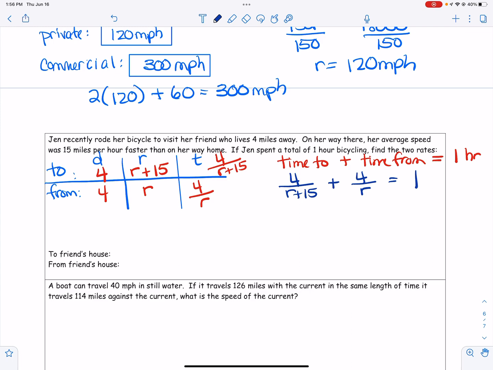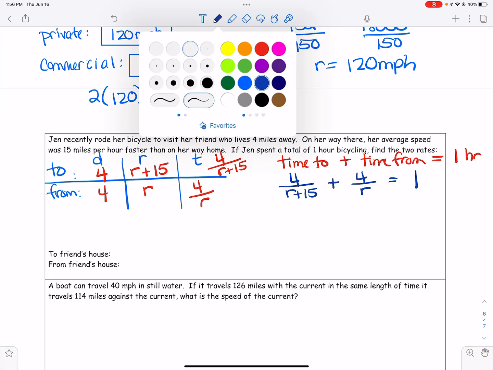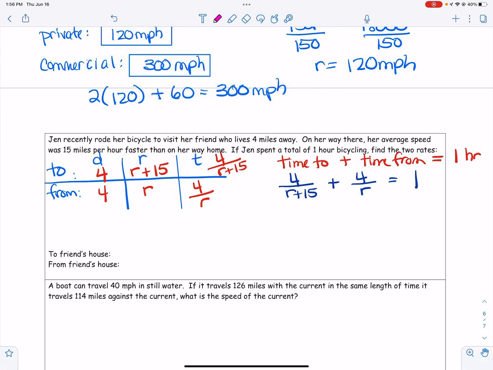And so this is a rational equation, which we don't have a proportion, and we can't cross multiply, but we have to eliminate the denominator by using the LCD. So my LCD is going to be R times R plus 15. So I'm going to multiply each one of these terms by R times R plus 15.